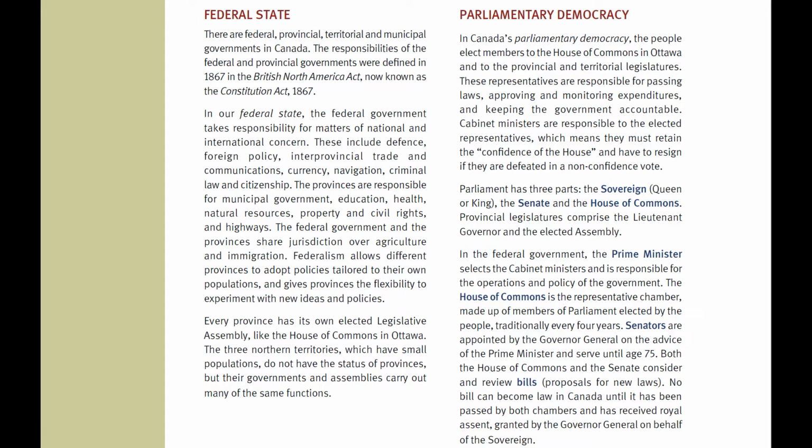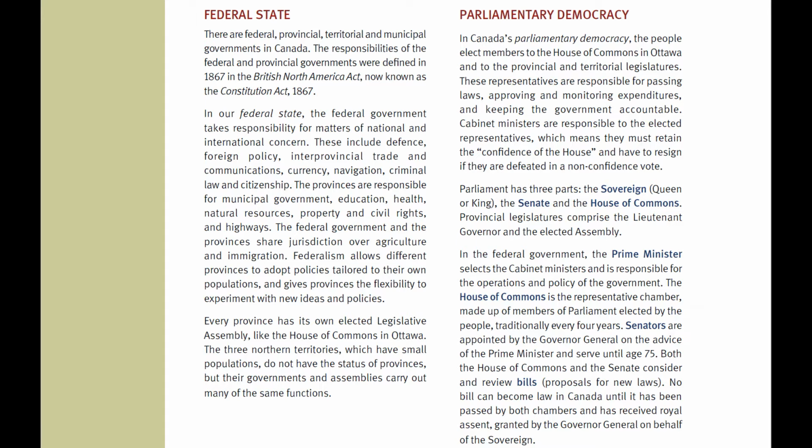Federalism allows different provinces to adopt policies tailored to their own populations and gives provinces the flexibility to experiment with new ideas and policies. Every province has its own elected legislative assembly, like the House of Commons in Ottawa. The three northern territories, which have small populations, do not have the status of provinces, but their governments and assemblies carry out many of the same functions.